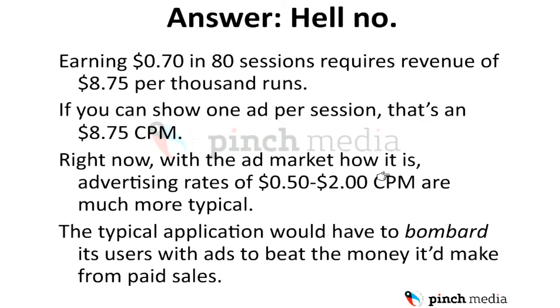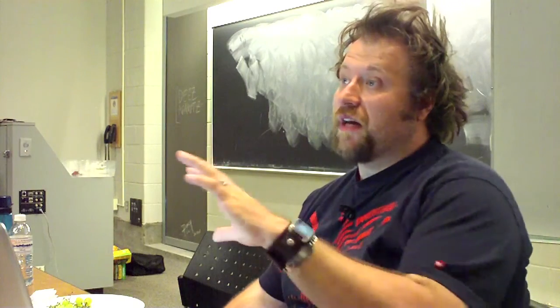Advertising rates of 50 cents to $2 CPM, cost per 1,000 impressions, that's high. If you're on your app and you're serving someone else's inventory through AdMob, you're probably not there. So this calculation is quite generous, right? Quite generous. If you look at an AdSense CPM, it can be 1 cent, 2 cents, 0.01 cent.